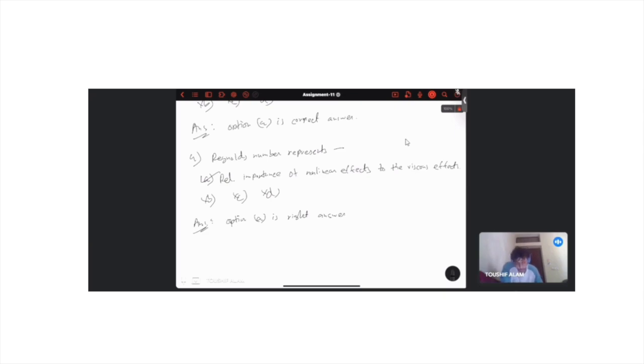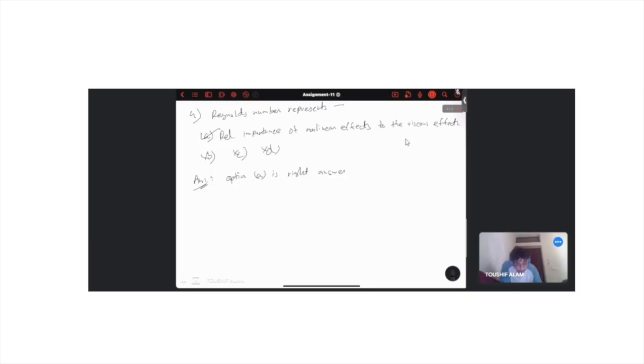Question number 5 is again saying: which of the following are required conditions for statistical homogeneous turbulence?